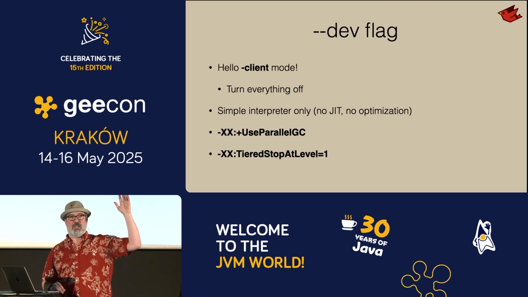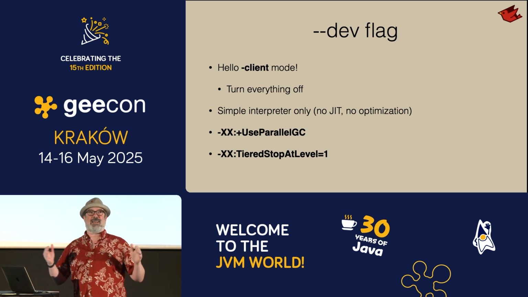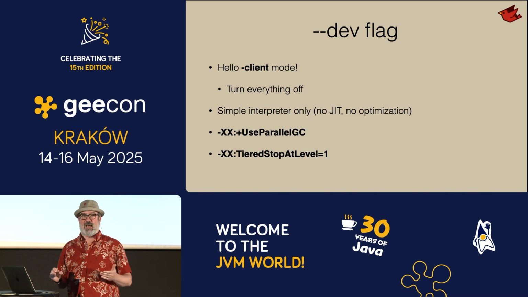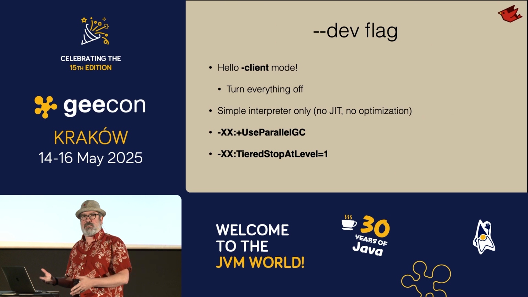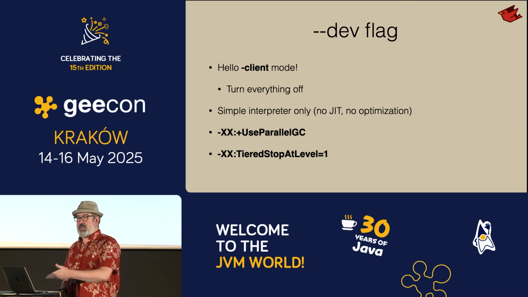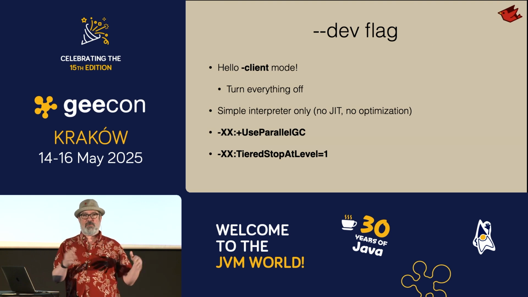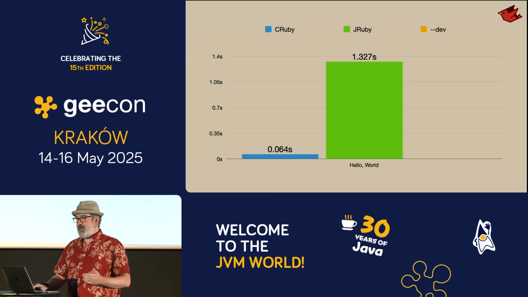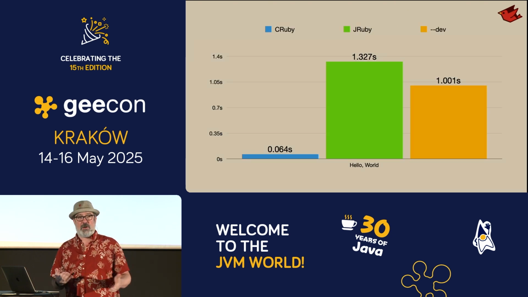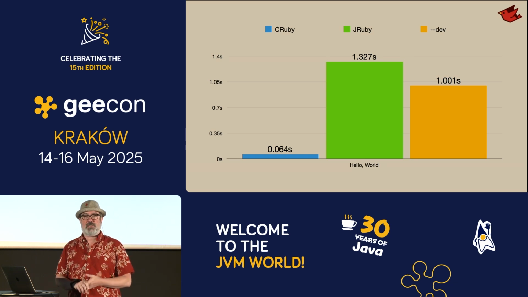Well, how many people remember client and server mode for the JVM? This goes way back too, right? Well, it's back. We have added a dev flag to JRuby, which basically turns off a lot of optimizations, simplifies the way that the JVM does its own optimizations by limiting it to that first stage of JIT compilation, and switches to a garbage collector that has a bit faster throughput early in execution. So if we throw our dev flag at this, okay, starting to get there, almost down under a second here. So that helps. Just turning off optimizations can actually improve our startup time significantly.